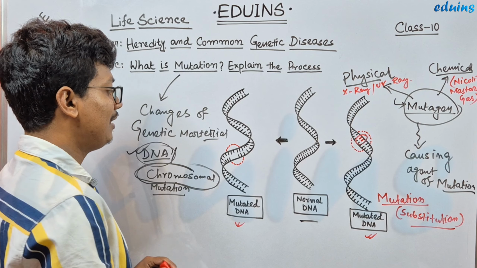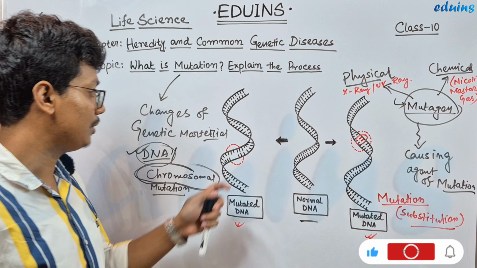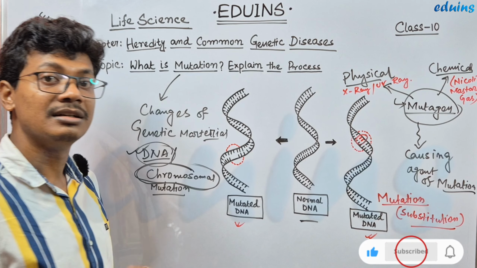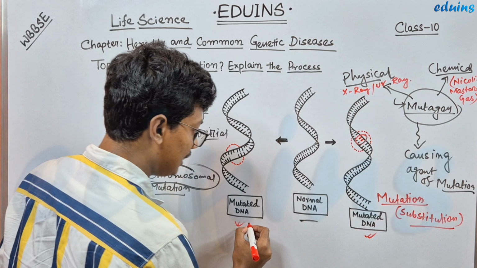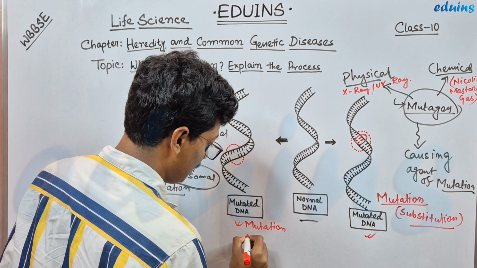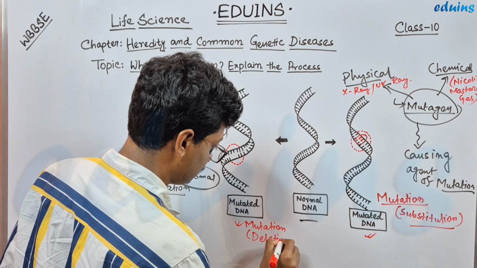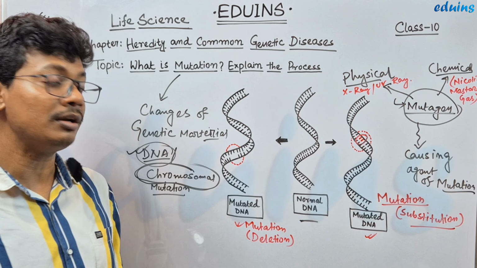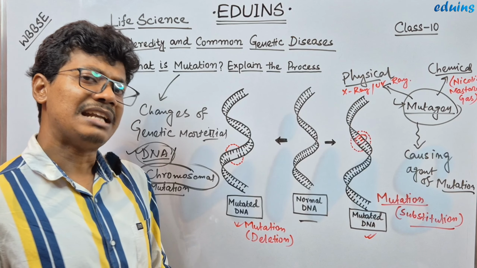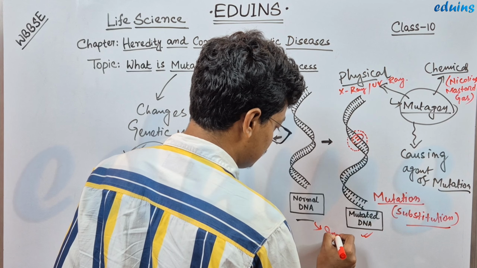Here is another type of mutation. Here in the DNA, the sequence or the nucleotides are erased or deleted. That's why this mutation is known as deletion. That is, the nitrogen bases are deleted. Another type of mutation is insertion.